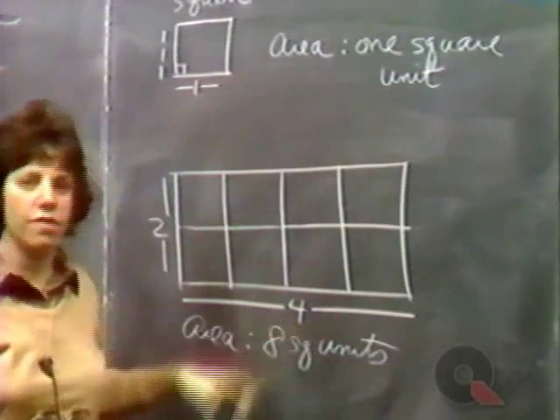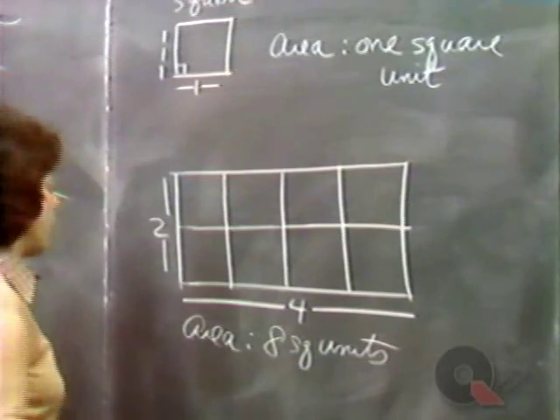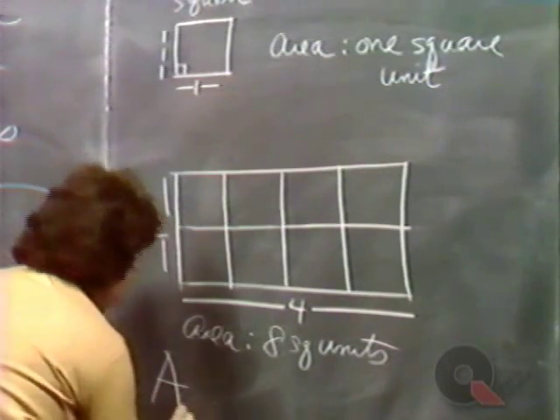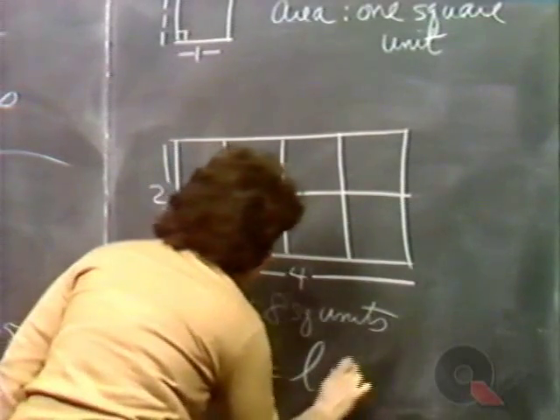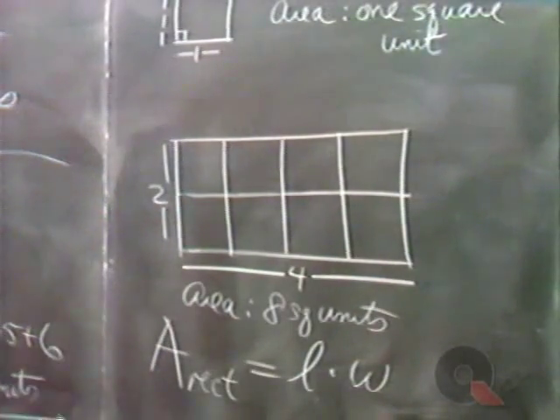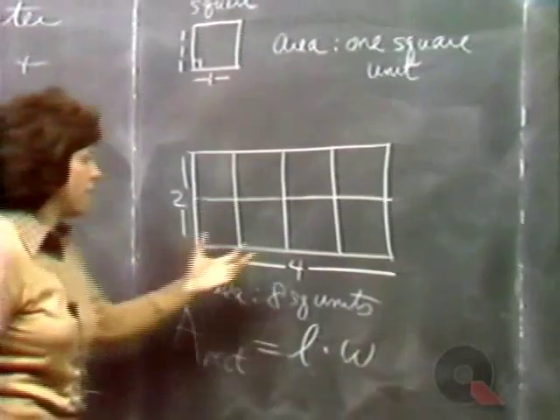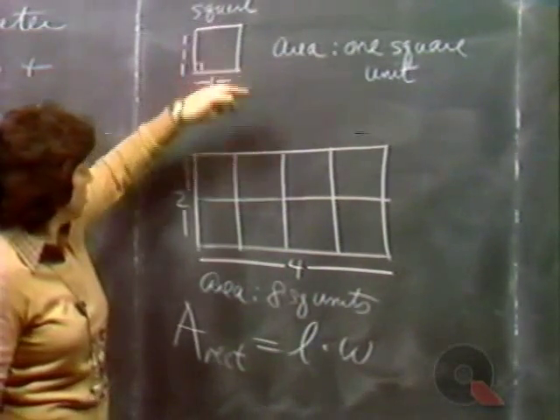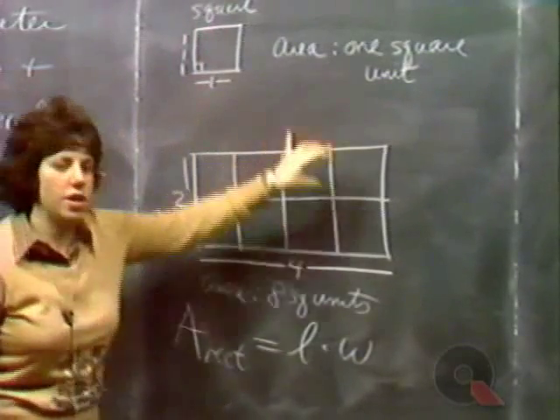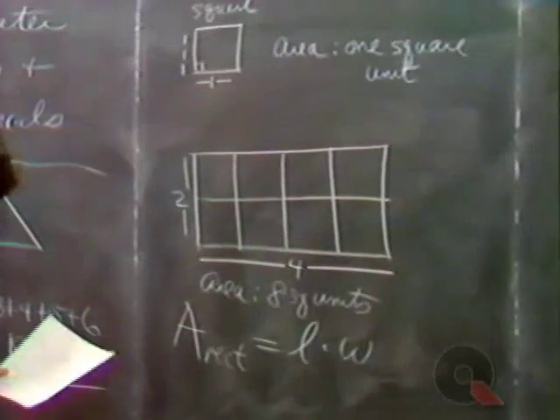And you notice that this can be found by taking the length times the width. 2 times 4 to give us the 8 square units. The area of a rectangle is defined to be length times width. L represents the length, W the width. And the logic you can see, it's how many of these squares you can fit into the rectangle.